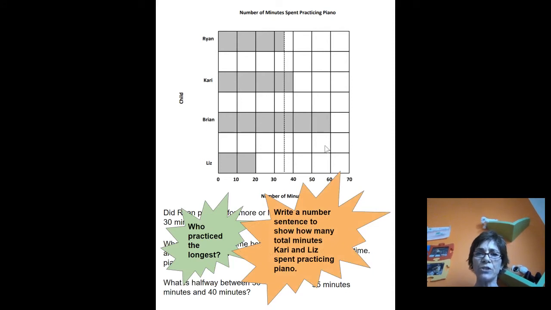Write a number sentence to show how many total minutes Kari and Liz spent practicing the piano. So we need to see Kari is over here, practiced for 40 minutes, all right? And Liz, we saw it before, practiced for 20. So what will the number sentence be? 40 plus 20 equals 60. So all together, the two of them practiced for 60 minutes.